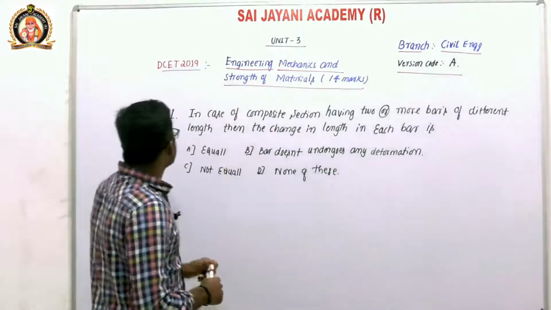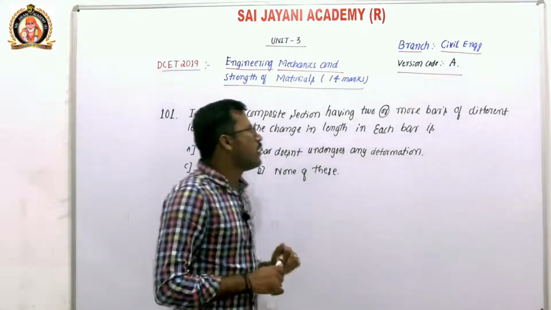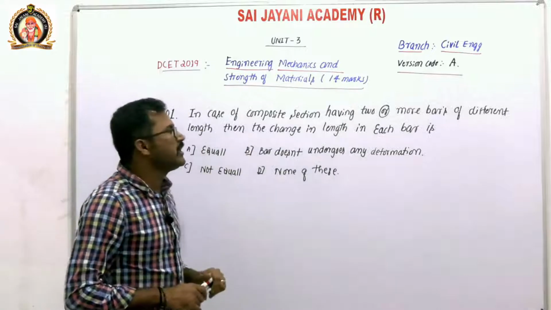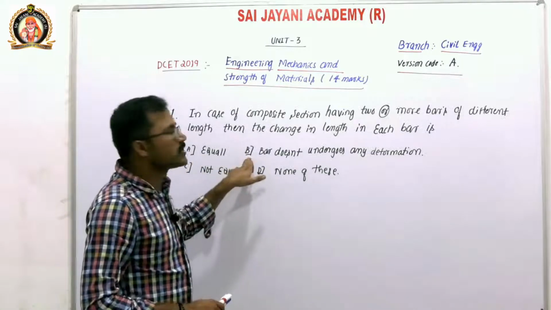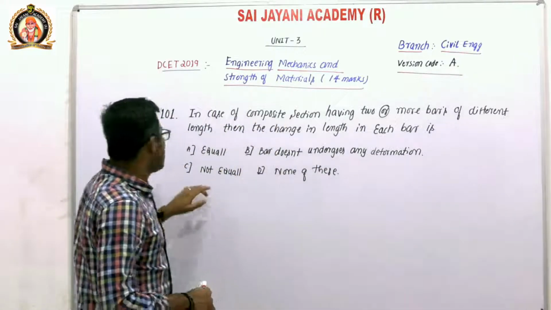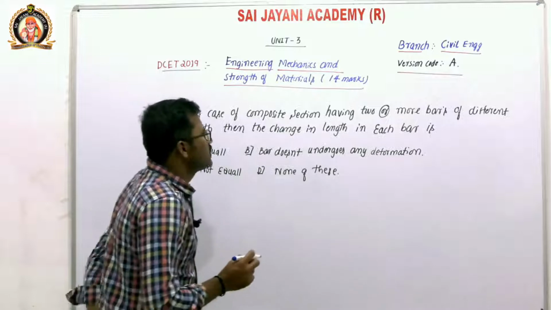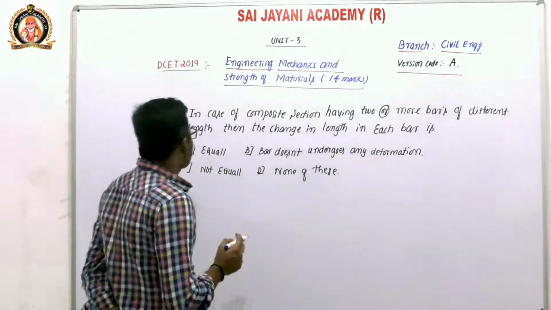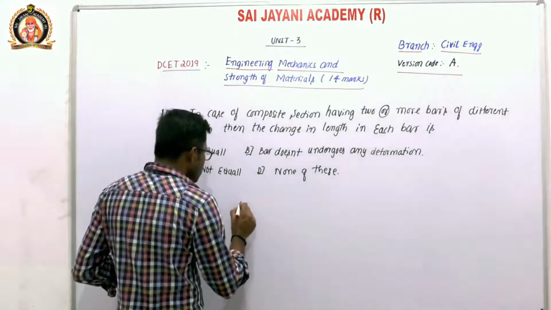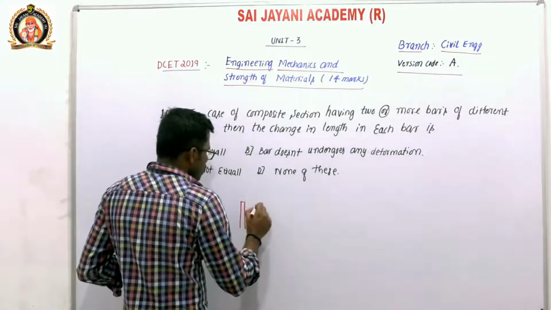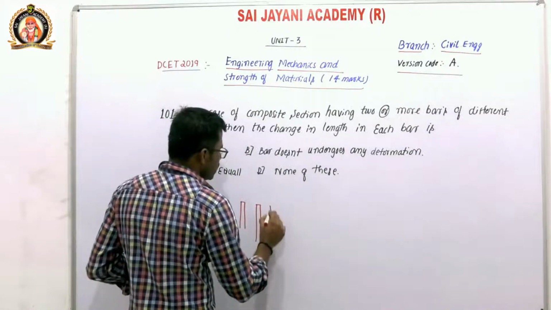So next question number 101. In case of composite section having 2 or more bars of different length, then the change in length in each bar is option A equal, option B bar does not undergo any deformation, option C not equal, option D none of these. So in case of a composite section having 2 or more bars with different length.